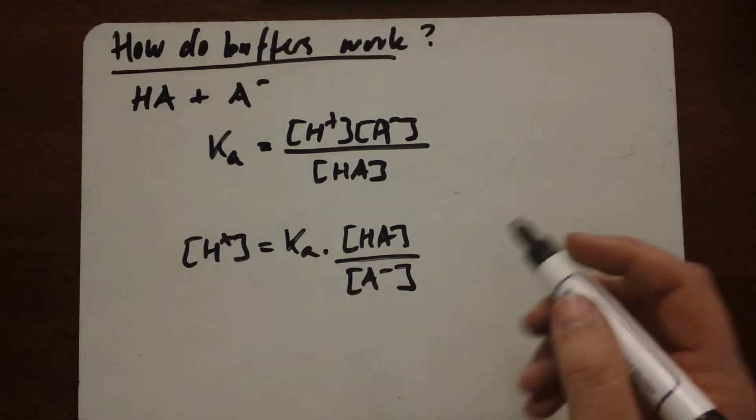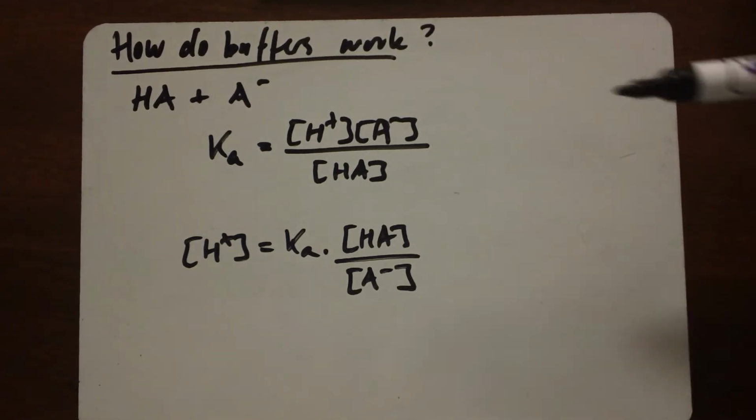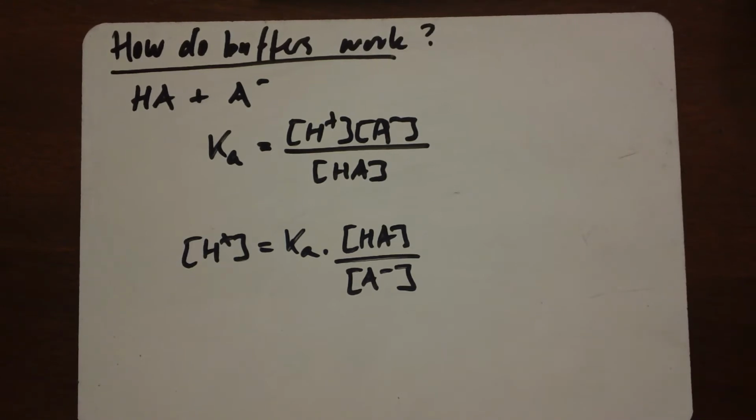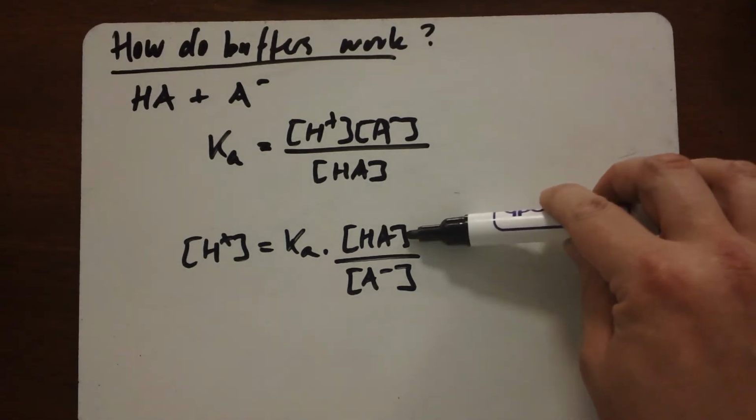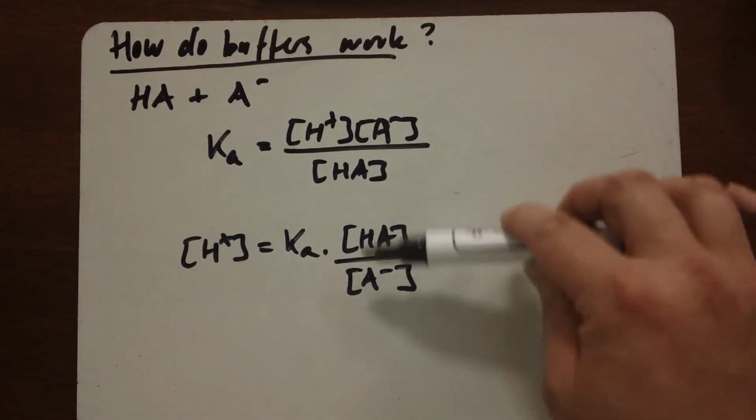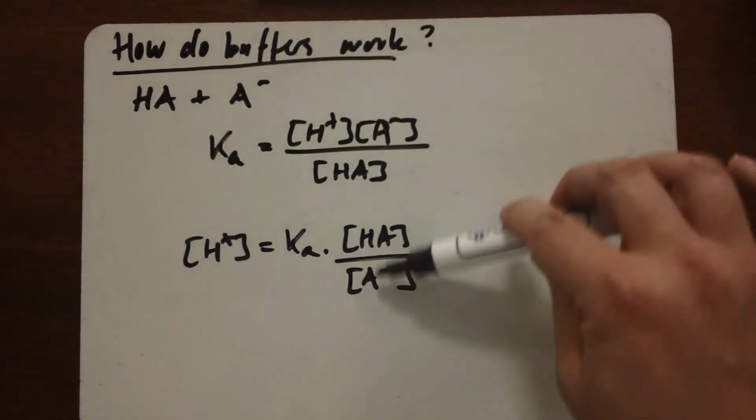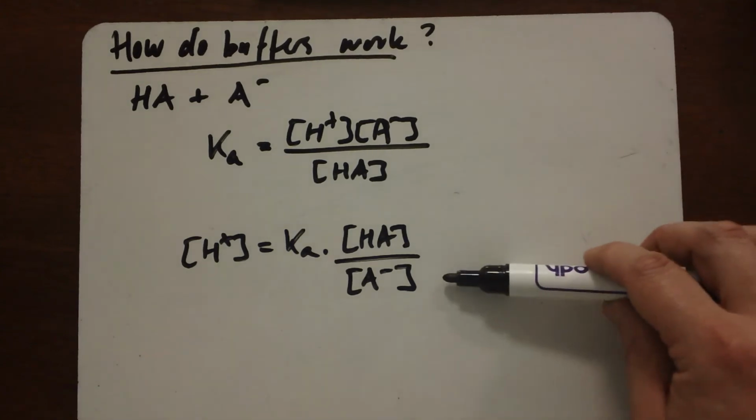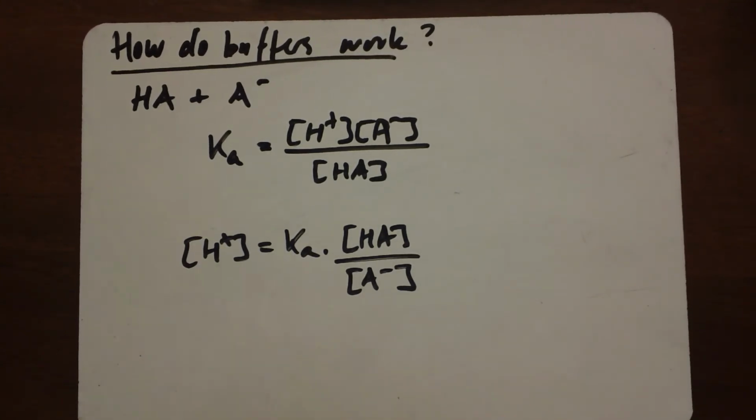And in the next video, what we'll talk about is how, by adding small amounts of H plus or OH minus, the acid and the salt change by small amounts, but the ratio, this value here, changes very little, and hence the H plus value changes very little, and hence the pH value changes very little too. And that, in essence, is buffer action.